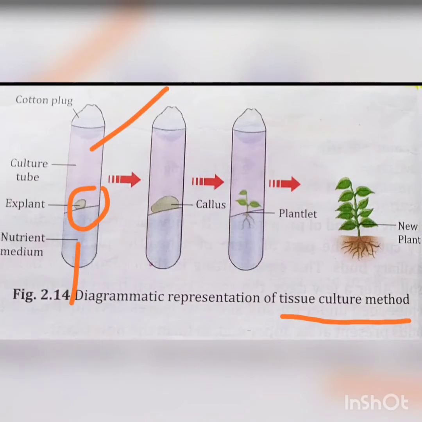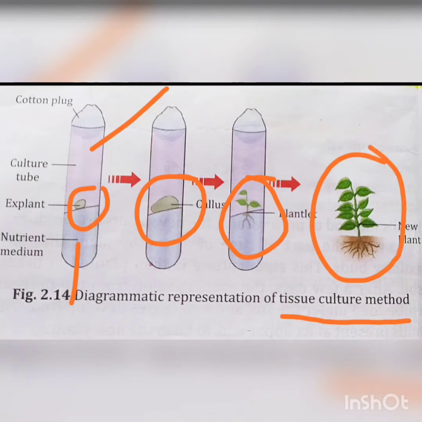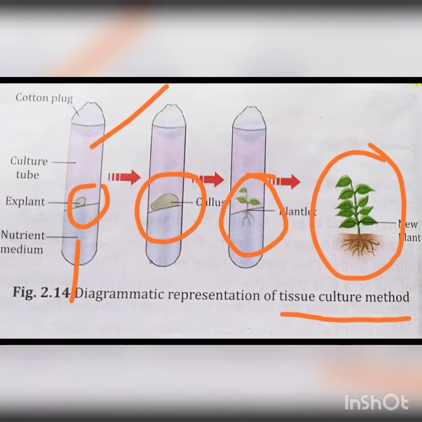Due to the presence of plant hormones, the tissue divides and forms an undifferentiated mass of cells called callus. The callus differentiates into plantlets. These plantlets are transferred into pots or soil to attain maturity. By this technique, we obtain disease-free plants from any diseased plant, as plants propagated from shoot tips are often disease-free.